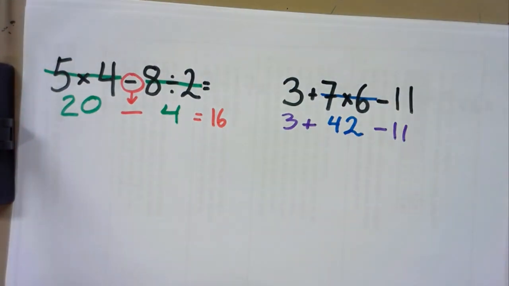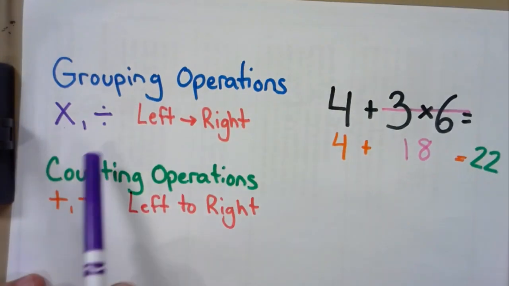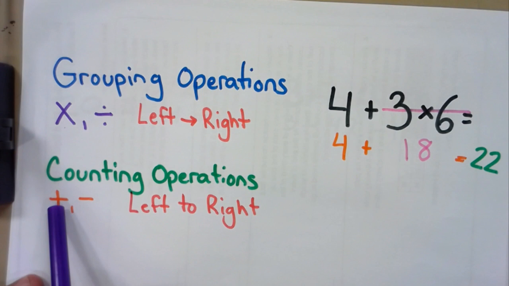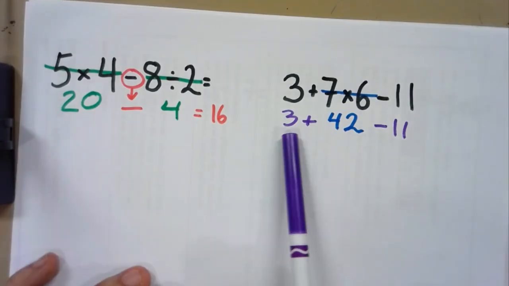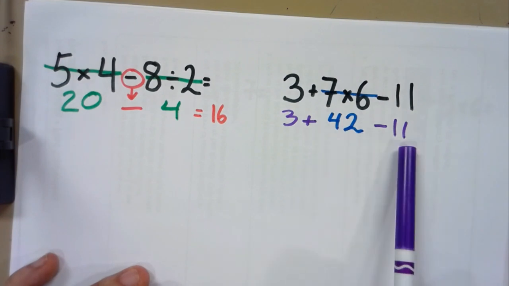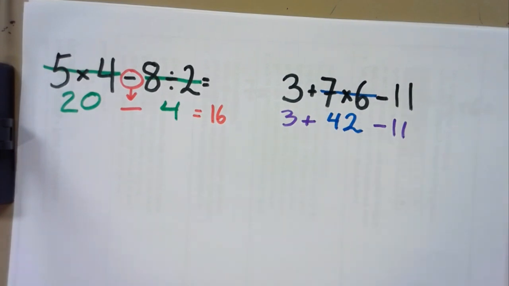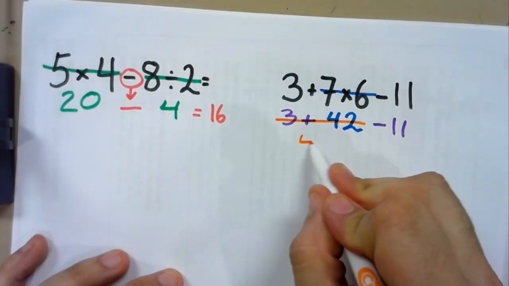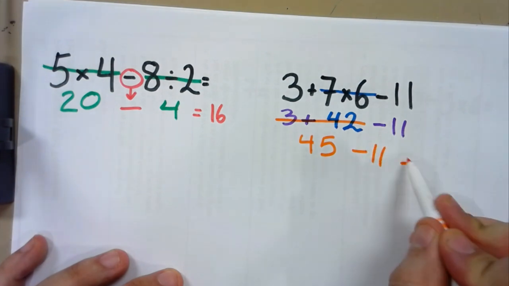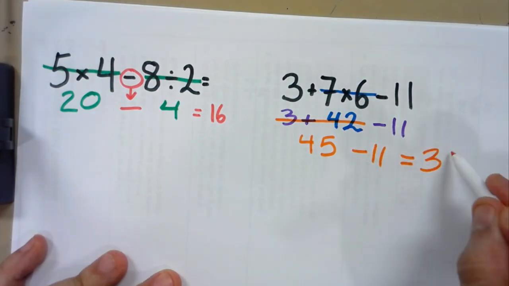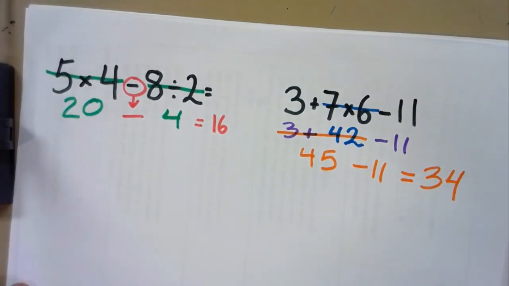Now, again, here's the situation where I have to decide what do I do first. And that's why if we look back at our guide from before, we do our grouping operations left to right and our counting operations left to right. So I don't want you to think, ooh, we need to do addition first or subtraction first, but instead we're going to go left to right. So 3 plus 42 equals 45, and 45 minus 11 equals 34. You get the idea.